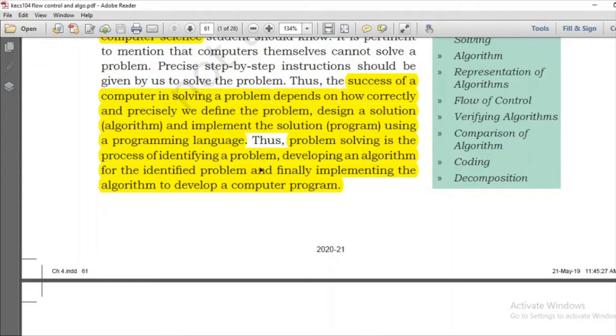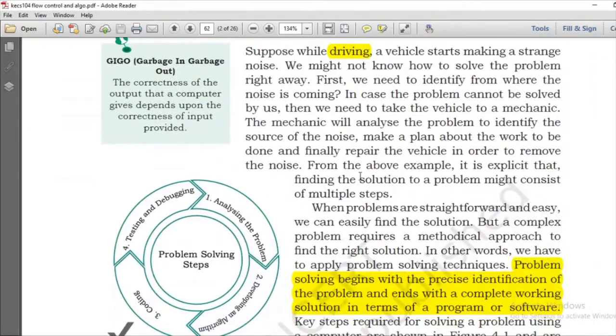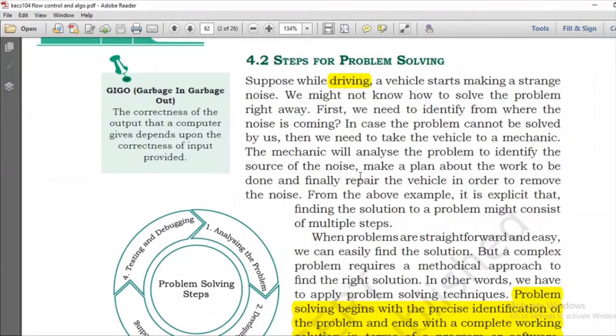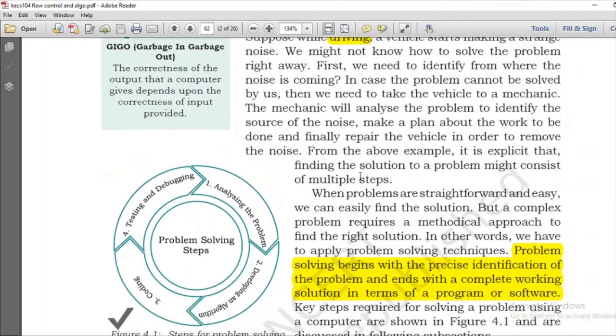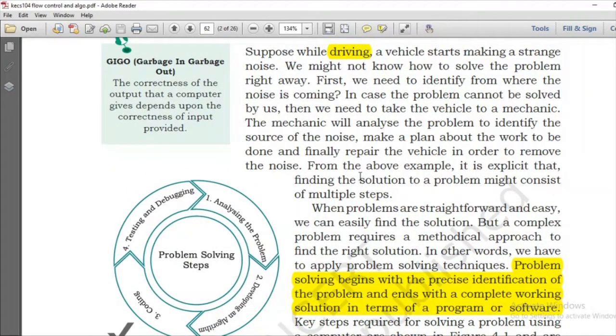Problem solving has three parts: identifying what the problem is, developing an algorithm, that is, designing it step by step, and then implementation, that means putting it into action. This is problem solving. Now, steps for problem solving. Here you can see, for example, if there is a problem in the car, you take the car to the mechanic.